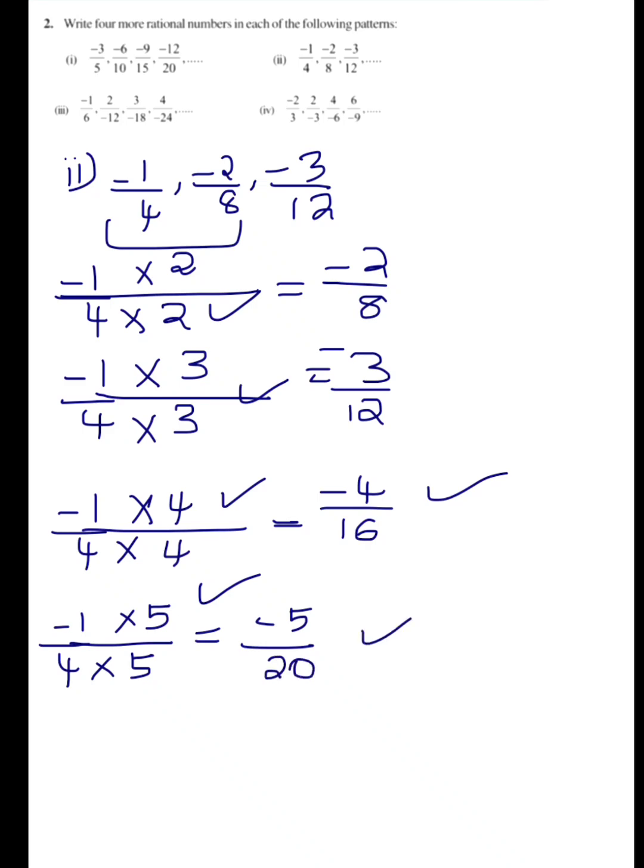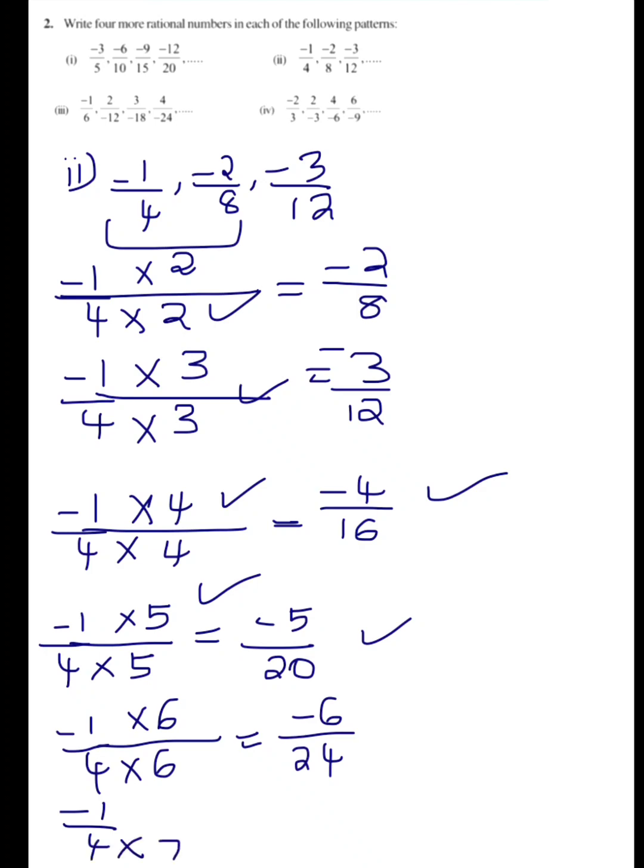Now what about the third number? Now you have to multiply minus 1 by 4 with 6. Okay. So what will you get? Minus 6 by 24. Now what about the next one? Minus 1 by 4 into 7.